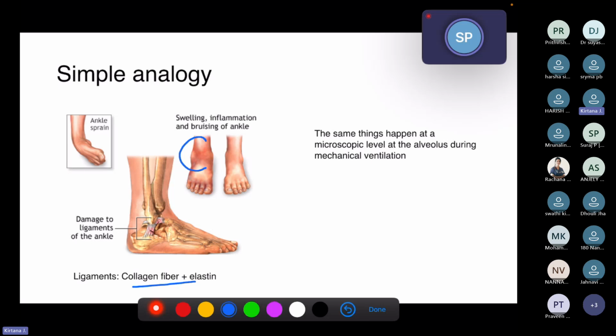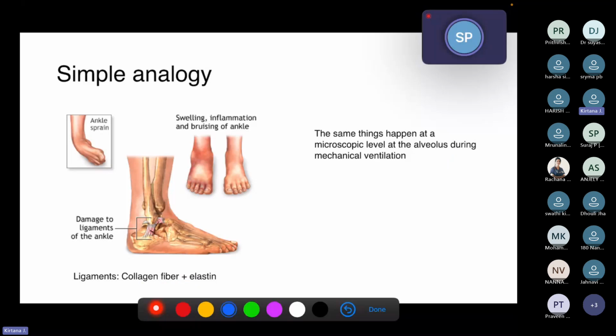If you inflate the alveoli too much, if you overdistend the alveoli too much, even the alveoli have collagen and elastin, they will get injured. There will be epithelial injury, ultimately there will be alveolar edema, and you will have ventilator-induced lung injury. So why is it important for us to discuss this topic?